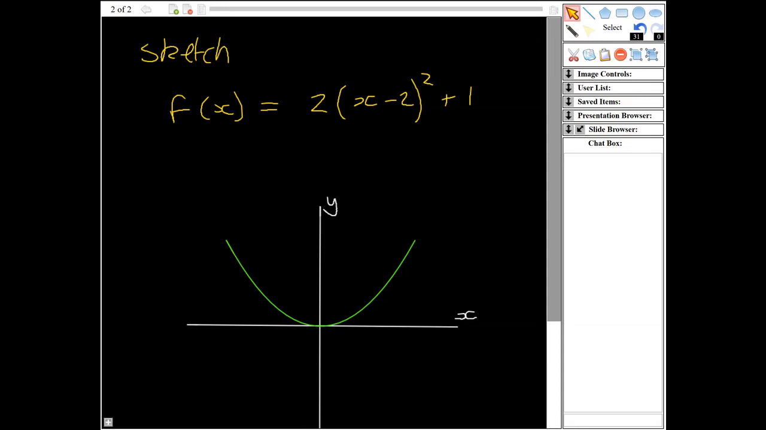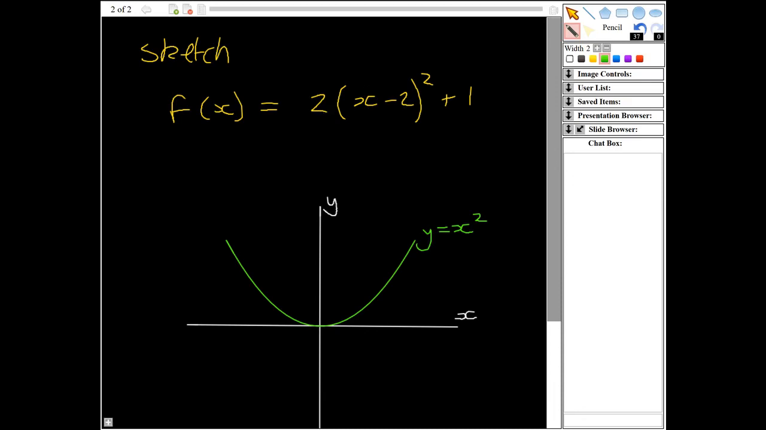Okay, so let's try putting everything together. What I want to do here is produce a sketch for this function f of x is 2 lots of, bracket x minus 2 all squared, plus 1. So this is my reference curve again for y is equal to x squared, or f of x is equal to x squared. Okay, and then what I want to do is look at these things one by one.